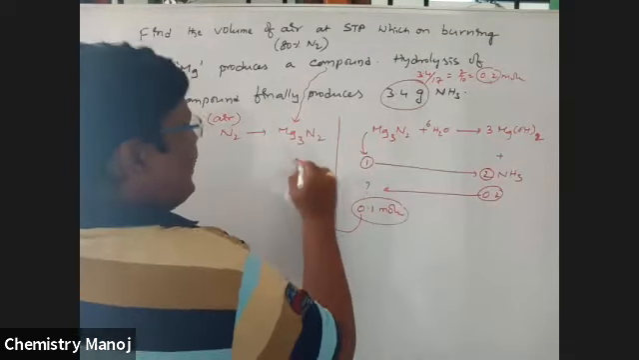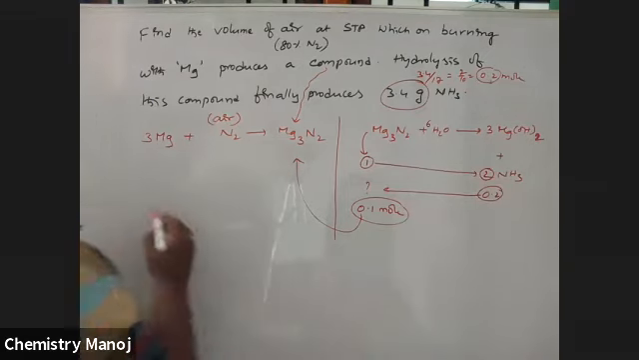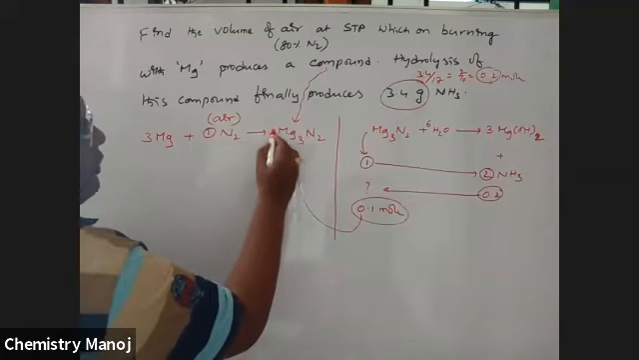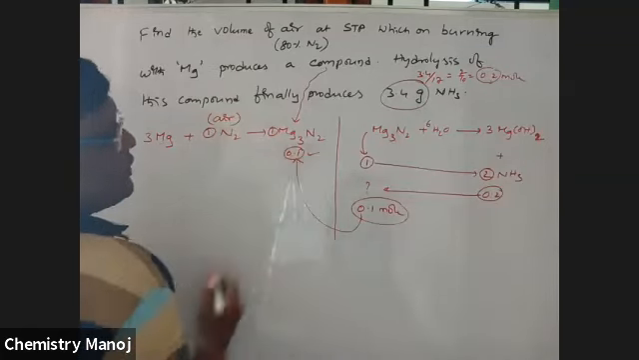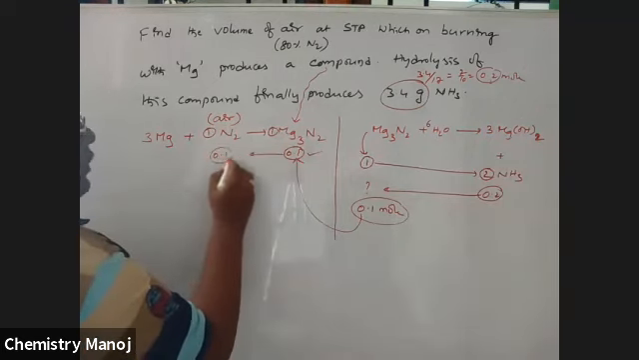This is used here, that 0.1 mole. 1 mole of nitrogen gives 1 mole of this compound. Here 0.1 mole is required, so that 0.1 mole required is 0.1 mole of nitrogen.